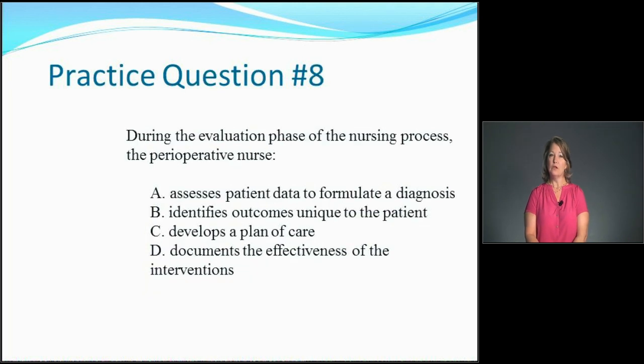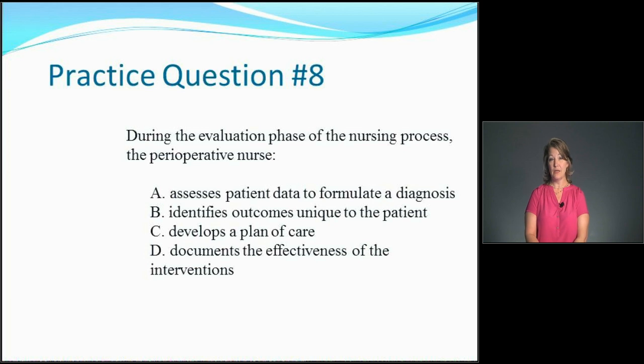So question 8. During the evaluation phase of the nursing process, the perioperative nurse, A, assesses patient data to formulate a diagnosis, B, identifies outcomes unique to the patient, C, develops a plan of care, or D, documents the effectiveness of the interventions. So evaluation is how did we do in achieving the goal? And evaluation doesn't always have to include documentation, but it typically does.